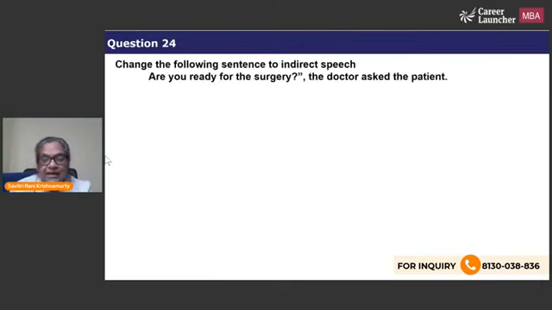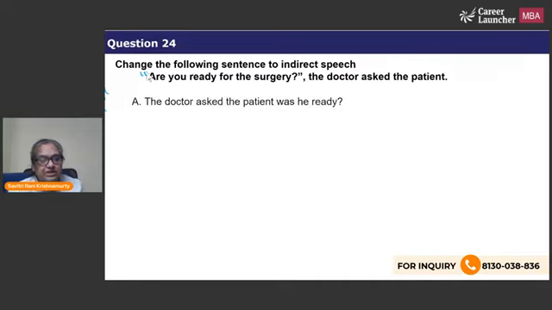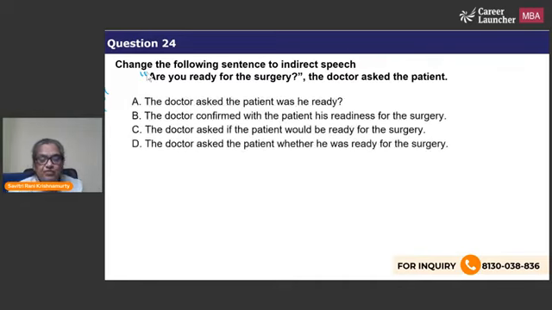All right. Direct, indirect speech. Last question. Here, this is a direct quote. Are you ready for this surgery? The doctor asked the patient. You are telling it to somebody. How would you say it? That's called reported speech. Which is the best way? Okay. So you becomes he. Those rules are there, right?